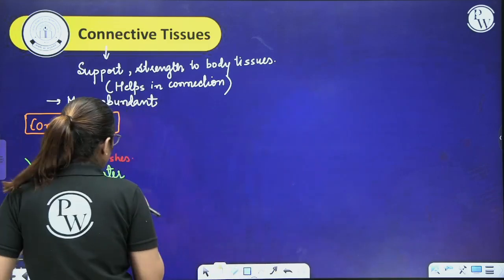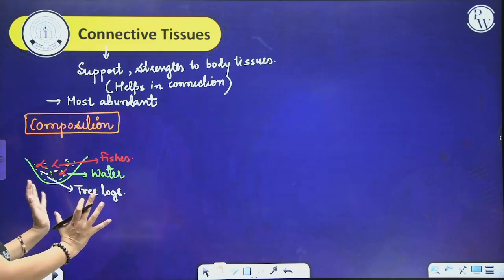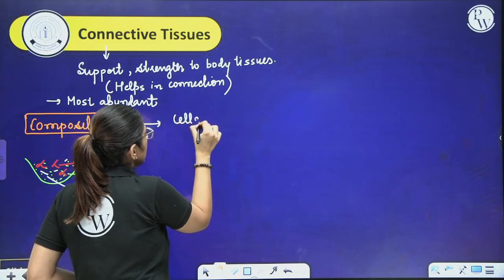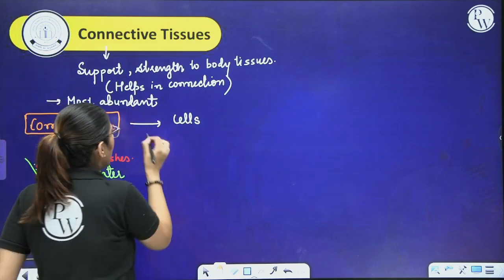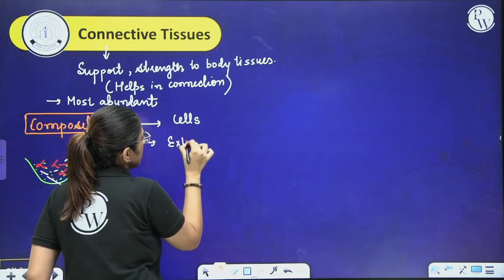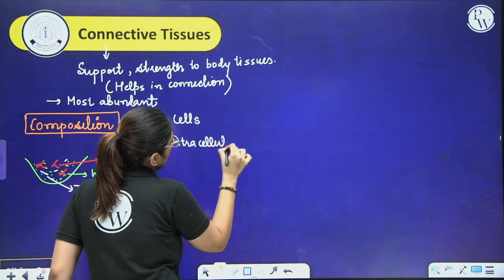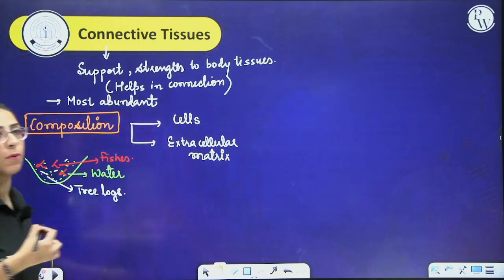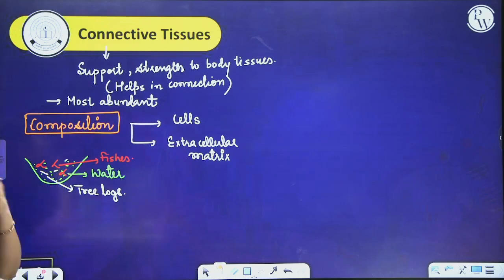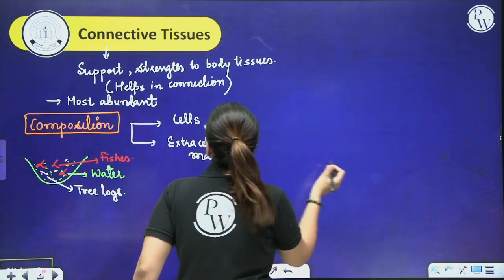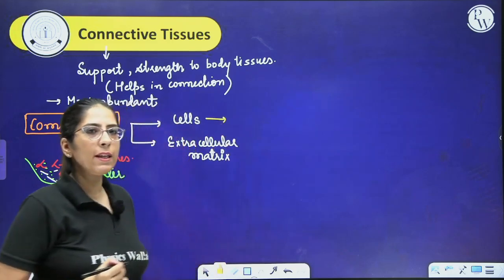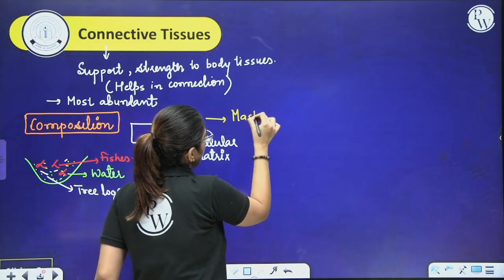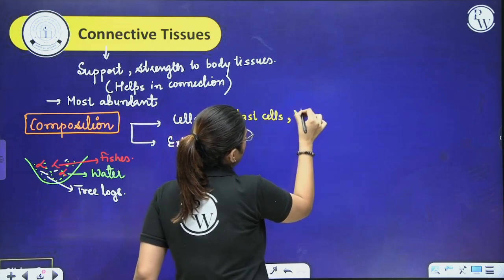So, to talk about the composition, just like that of a sea, this is an example of a sea which I have given you. What we have is some cells, and some extracellular matrix is present. Please understand this topic because this is super important, because this is the most abundant body tissue. Now let's see what type of cells are present in it. Different types of cells will be present. For example, the mast cell. You will find some mast cells. You will find some macrophages.